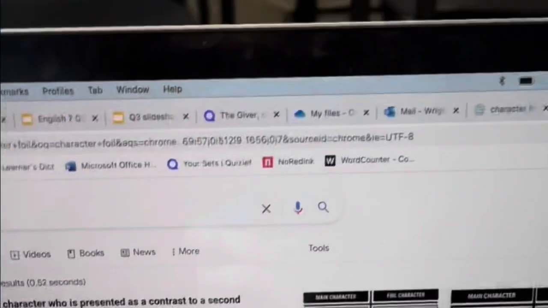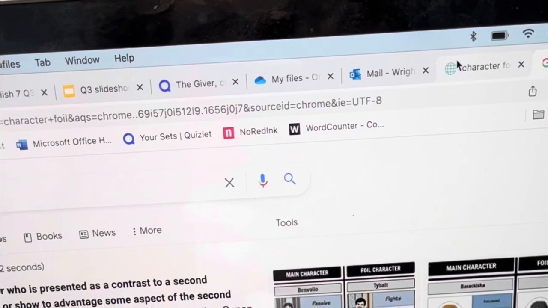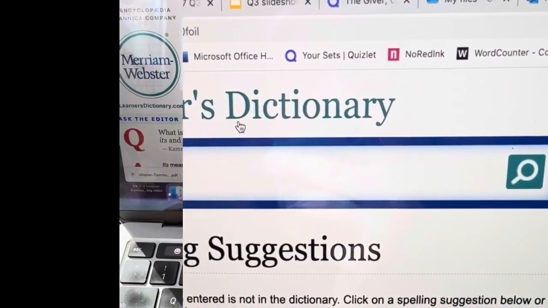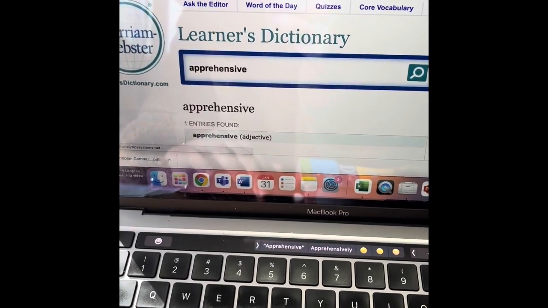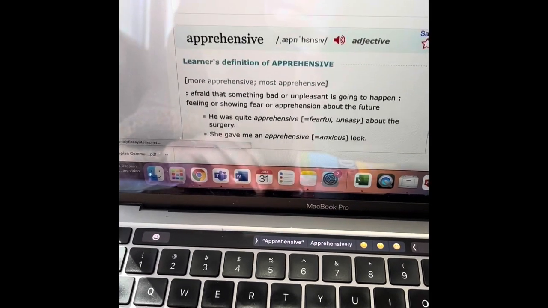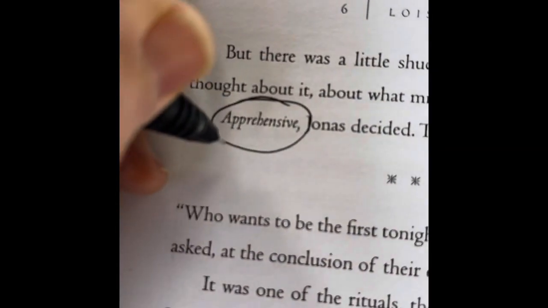So now I'm going to go in here, and I highly recommend you get this learner's dictionary. All right. Apprehensive, adjective. So we're just going to say uneasy.